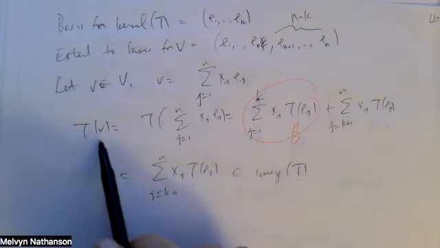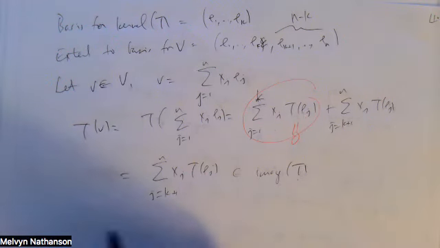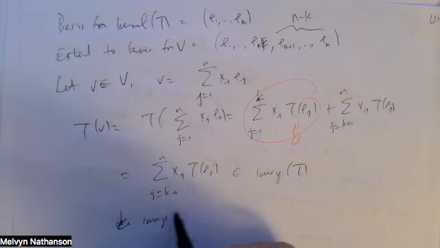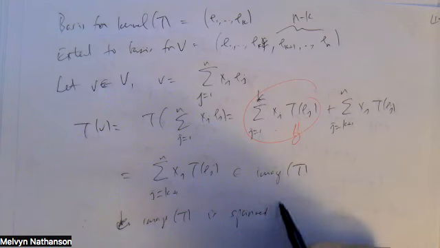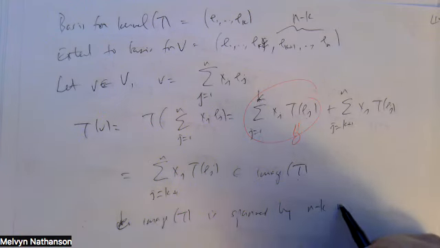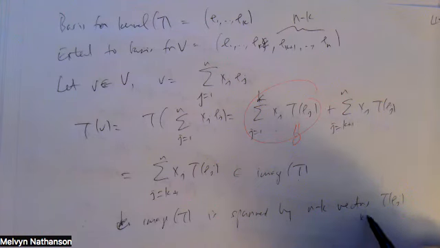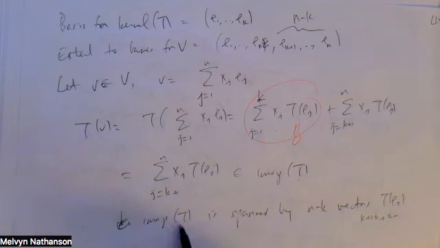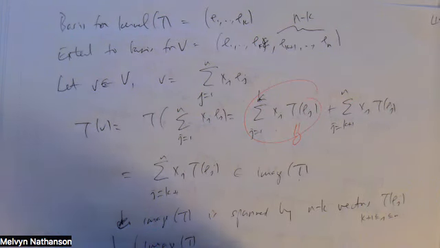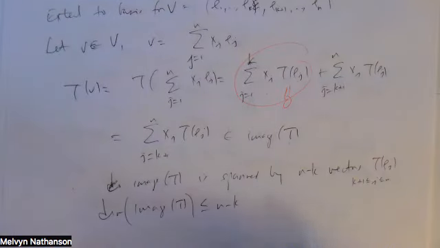Every vector in the image of T is T of v for some vector v in the vector space V. So this says that the image of T is spanned by this set of n minus k vectors, T of ej, k plus 1 less than or equal to j less than or equal to n. So the image of T is spanned by n minus k vectors, so the dimension of the image of T is at most n minus k. And I'm going to prove the dimension of the image of T is exactly n minus k. So these vectors span the image. I want to show that they are linearly independent.